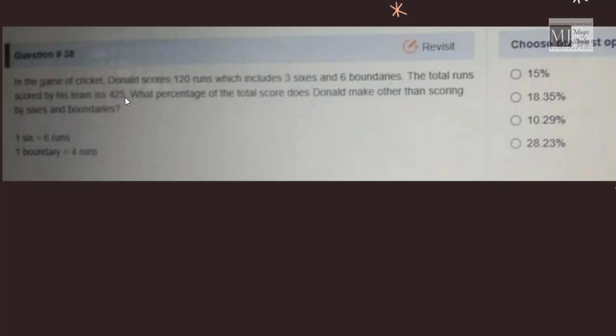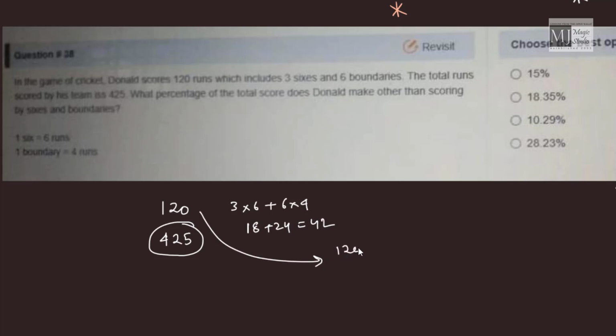In the game of cricket, Donald scores 120 runs, which includes 3 sixes and 6 boundaries. The total runs scored by his team is 425. What percentage of the total score does Donald make other than scoring by sixes and boundaries? One six is 6 runs, one boundary is 4 runs. We know that. This is 18 plus 24, that is 42. So the remaining runs is 120 minus 42, which is 78.